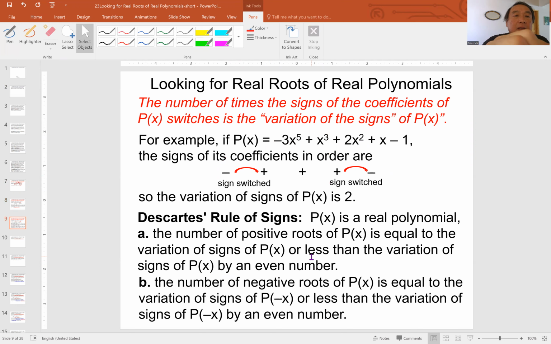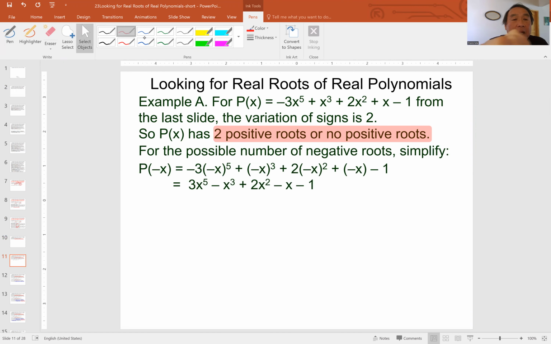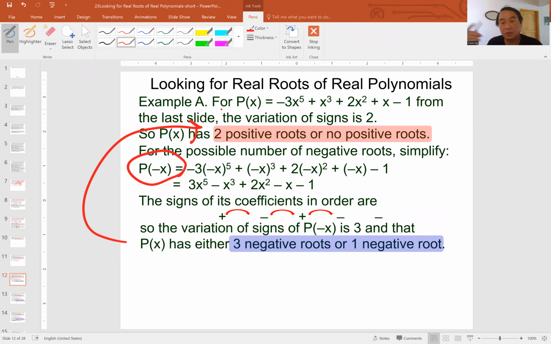To find out how many negative real roots, we do this trick of investigating P of minus x, find out how many positive roots this one has, which in turn are negative roots of P of x. In this case, the variation of signs is 2, therefore there are 2 positive roots or no positive roots. Now, putting minus x in for P and looking at the variation of signs, for this one it is 3. Therefore, this polynomial has 3 positive roots or 1 positive root, which in turn means the original P of x has 3 negative roots or 1 negative root.